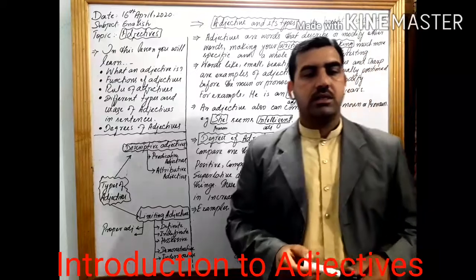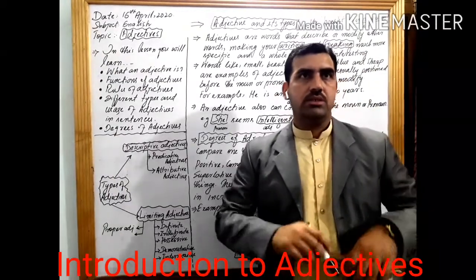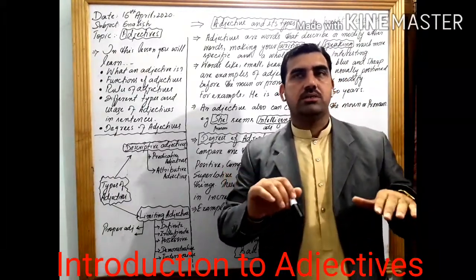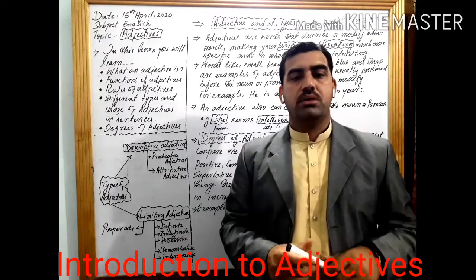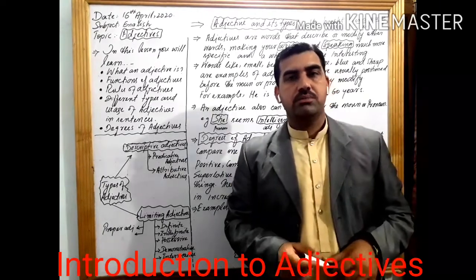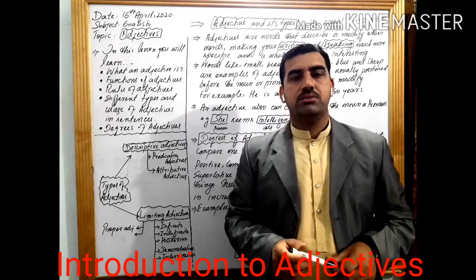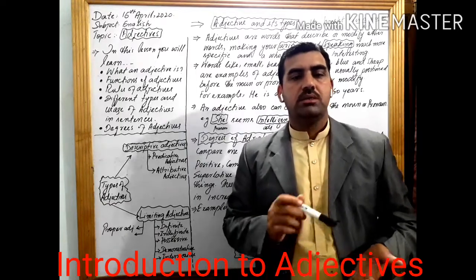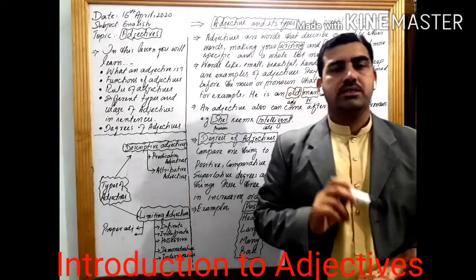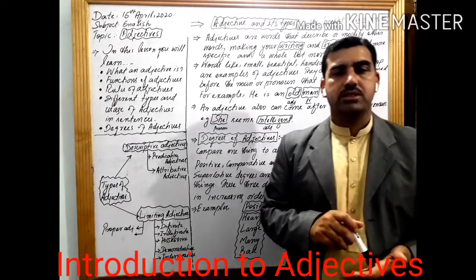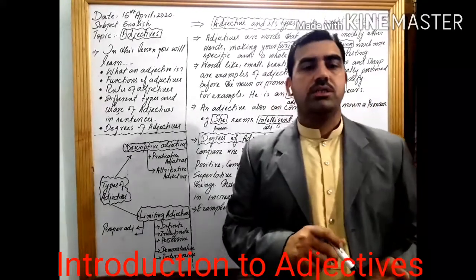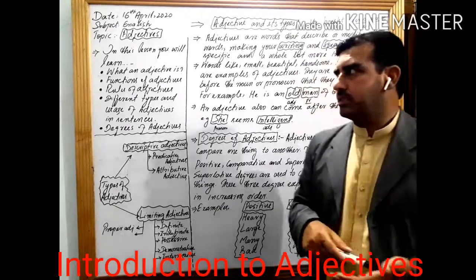It also tells us about shape, what shape this thing consists of or has. For example, it is a rectangular box. So it also gives information about the shape, size, measurement, things' characteristics, origin and nationality, feelings and qualities of things. Now let's get started.